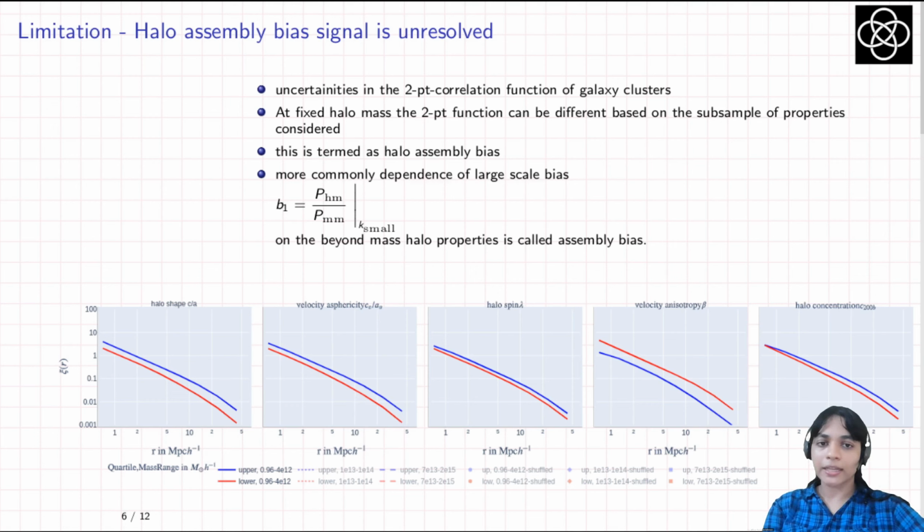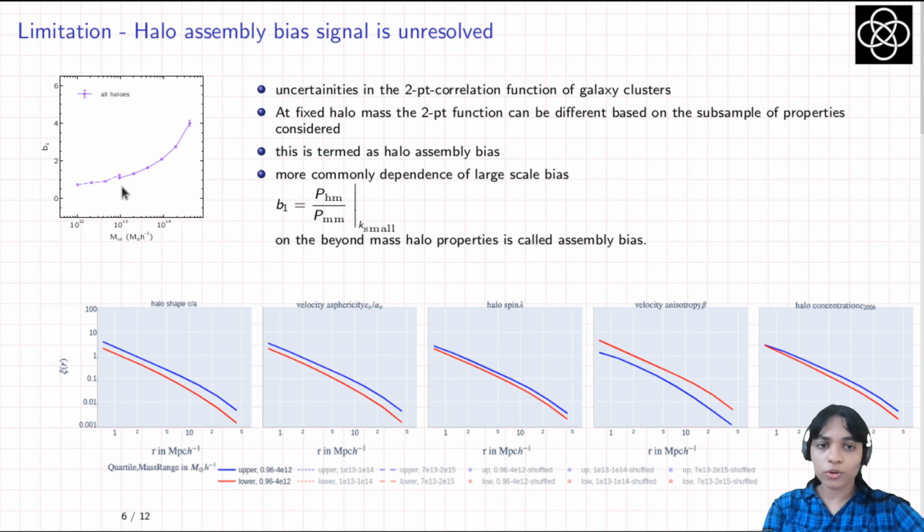The term halo bias refers to the large scale clustering and is defined as the limiting ratio of the halo matter power spectrum to the matter power spectrum at large separation scales. It has a monotonically increasing dependence on mass, as shown in this bias versus mass plot, and this trend is analytically well understood in the theory of peak background split. The secondary dependence on beyond mass halo properties is termed assembly bias because it is often thought to be a result of the assembly history of the halo.